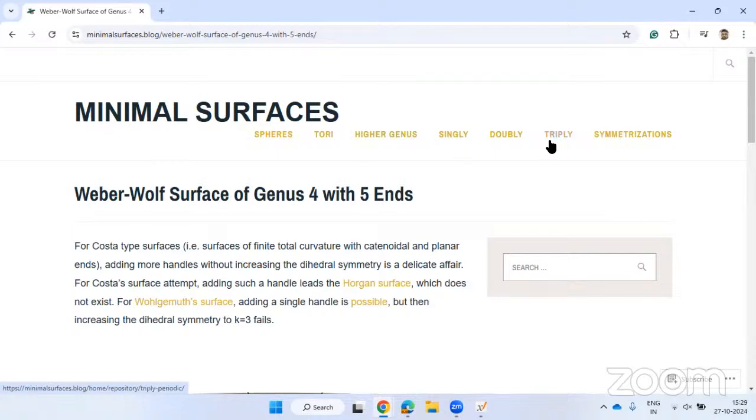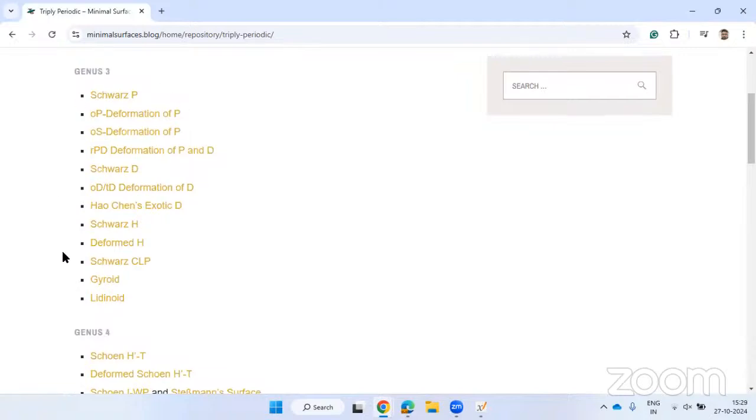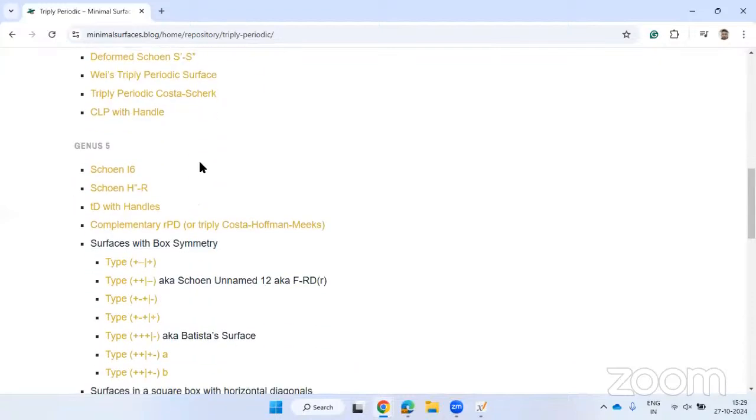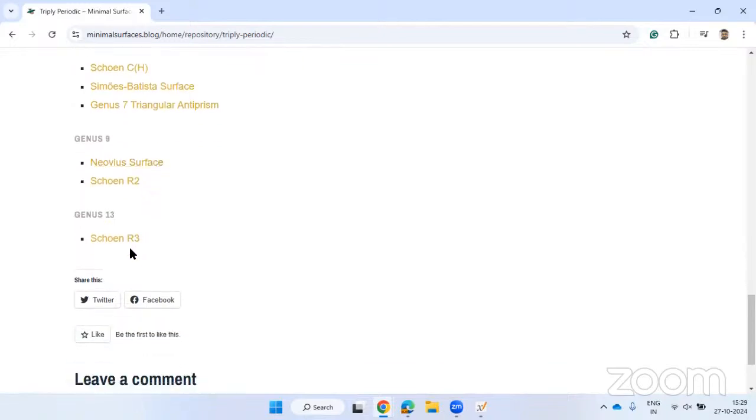For example, if I am interested in triply periodic minimal surfaces, these are the only surfaces we have till now in genus 3. In genus 4, we have these. Genus 5, we have this. What about higher genus? Genus 6, genus 7, we have these. Genus 9, we have this. Genus 13, we have this.